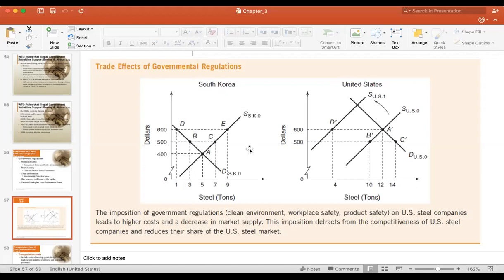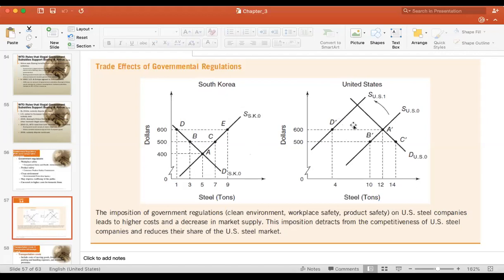Okay, now we're clear with that. Let's say now all of a sudden the US decides to impose regulations in terms of clean environment, workplace safety, product, whatever it is. This would immediately shift the supply curve upward. Why? Because now it will cost the US more to produce each ton of steel than before. That's why the supply curve shifts upward.